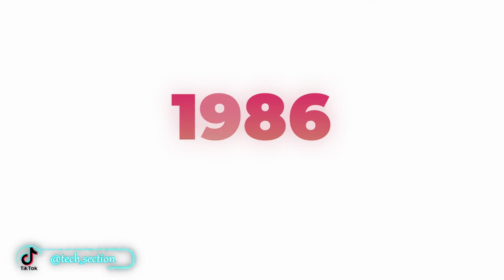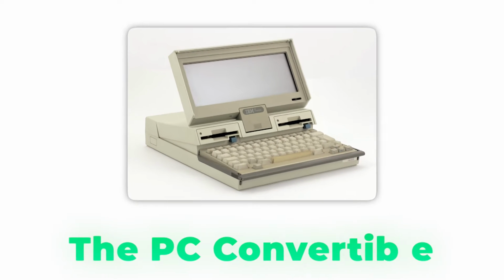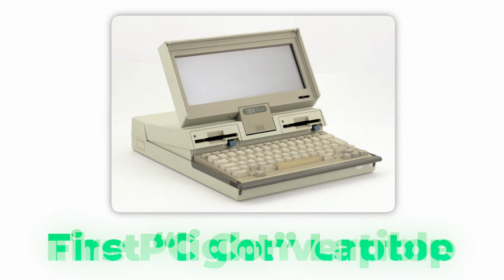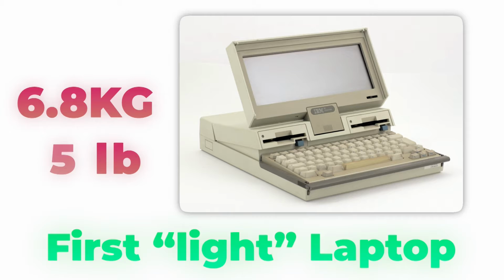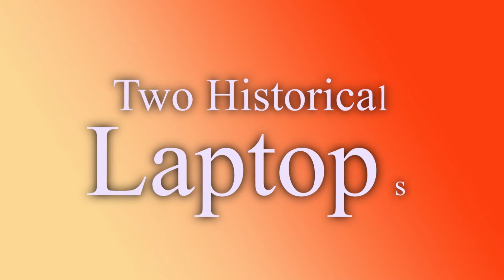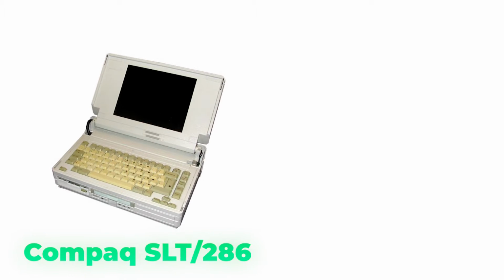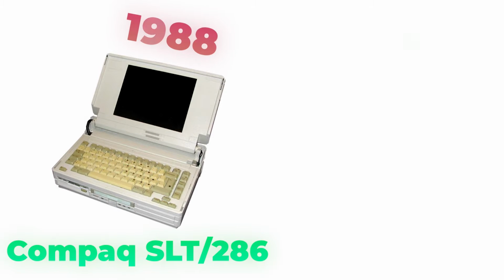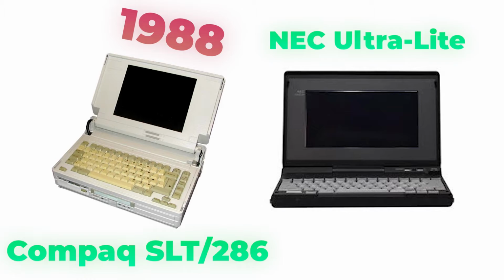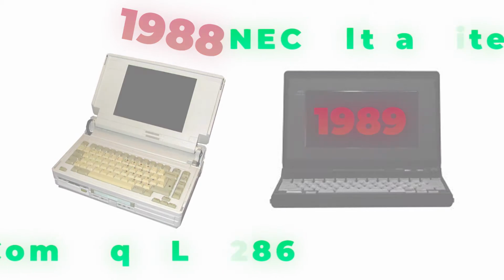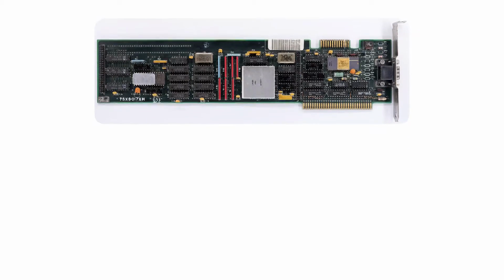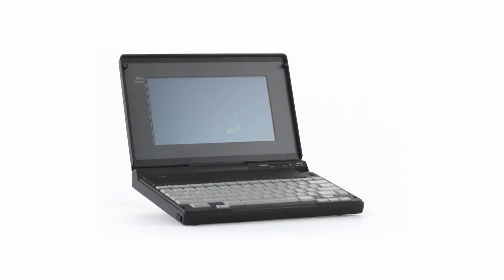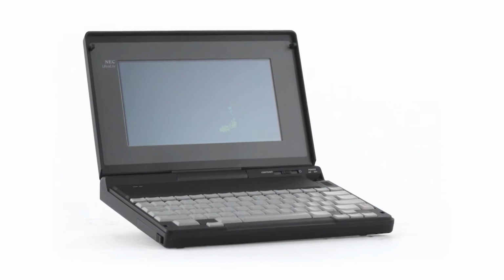In 1986, IBM launched the PC Convertible, which was the first laptop to weigh less than 6.8 kilograms, around 15 pounds. Two historic releases that revolutionized the laptop industry were the Compaq SLT 286 in 1988 and the NEC Ultralight in 1989. The former was the first laptop with VGA graphics and an internal hard drive, while the latter was the first lightweight notebook-style laptop.